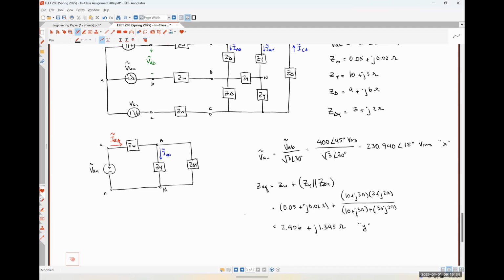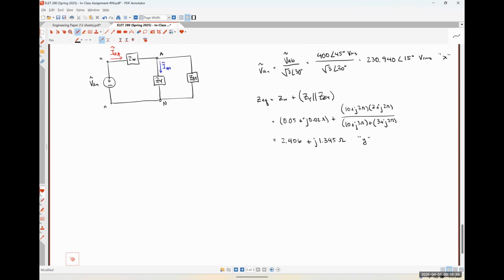All right, so Salvador, I believe your name is. Do you have a suggestion on how we might solve for IAA since you brought it up here? We have VAN, we have ZEQ, so we do VAN divided by ZEQ. Yeah, absolutely right. Just good old Ohm's law.